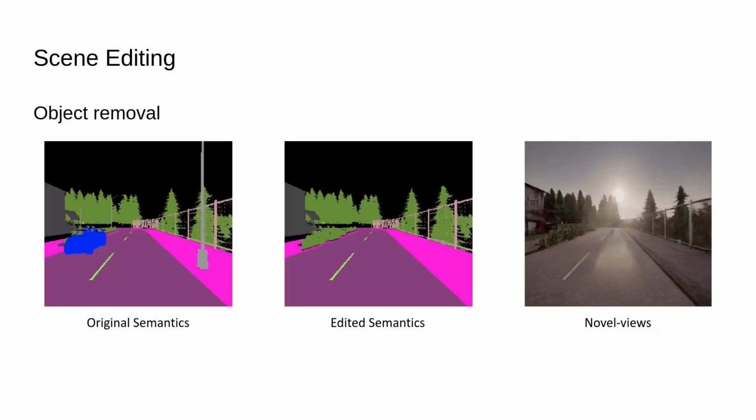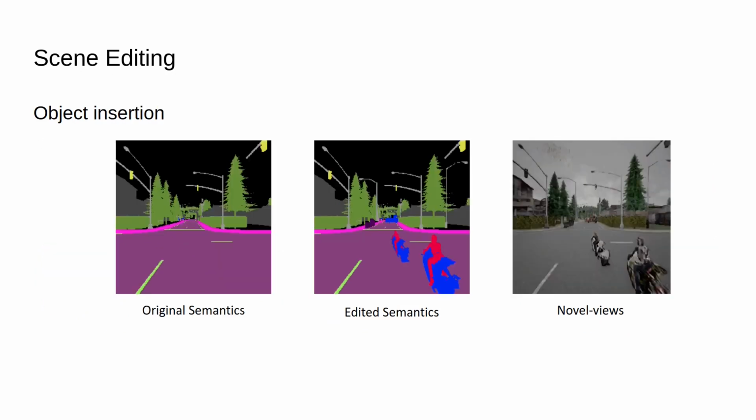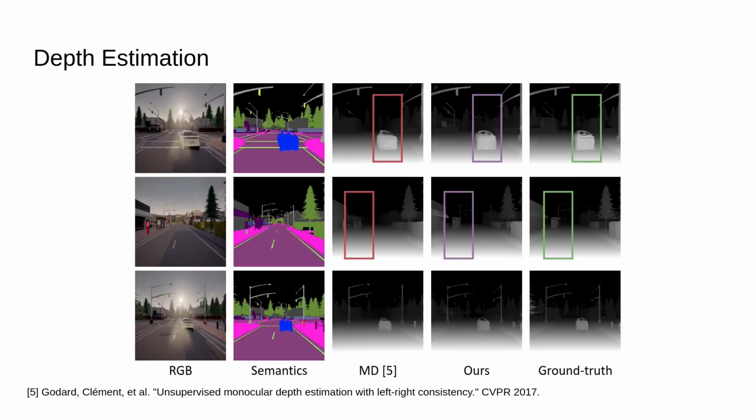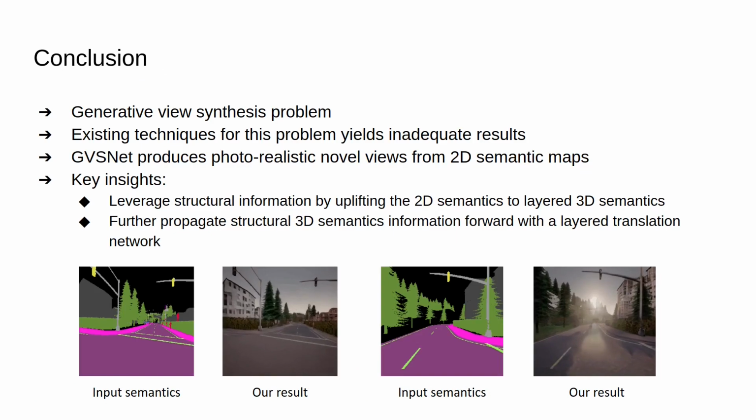One application of our method is easy scene manipulation. Here a user removes the car from the input semantics and GVSNet seamlessly propagates the changes to all of the novel views. A user can also add new objects to the scene and render it from arbitrary camera poses. By leveraging geometric cues present in the input semantics, our model is able to generate high-quality depth maps from semantic images.